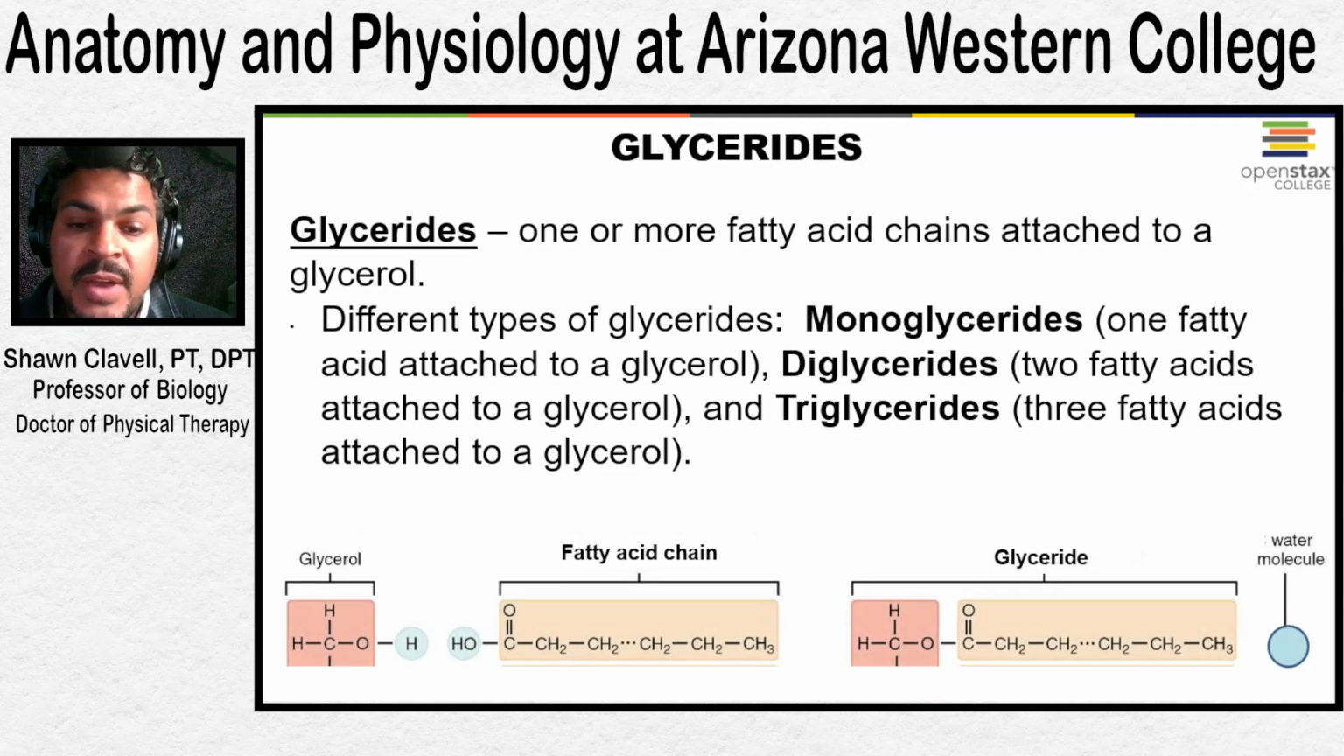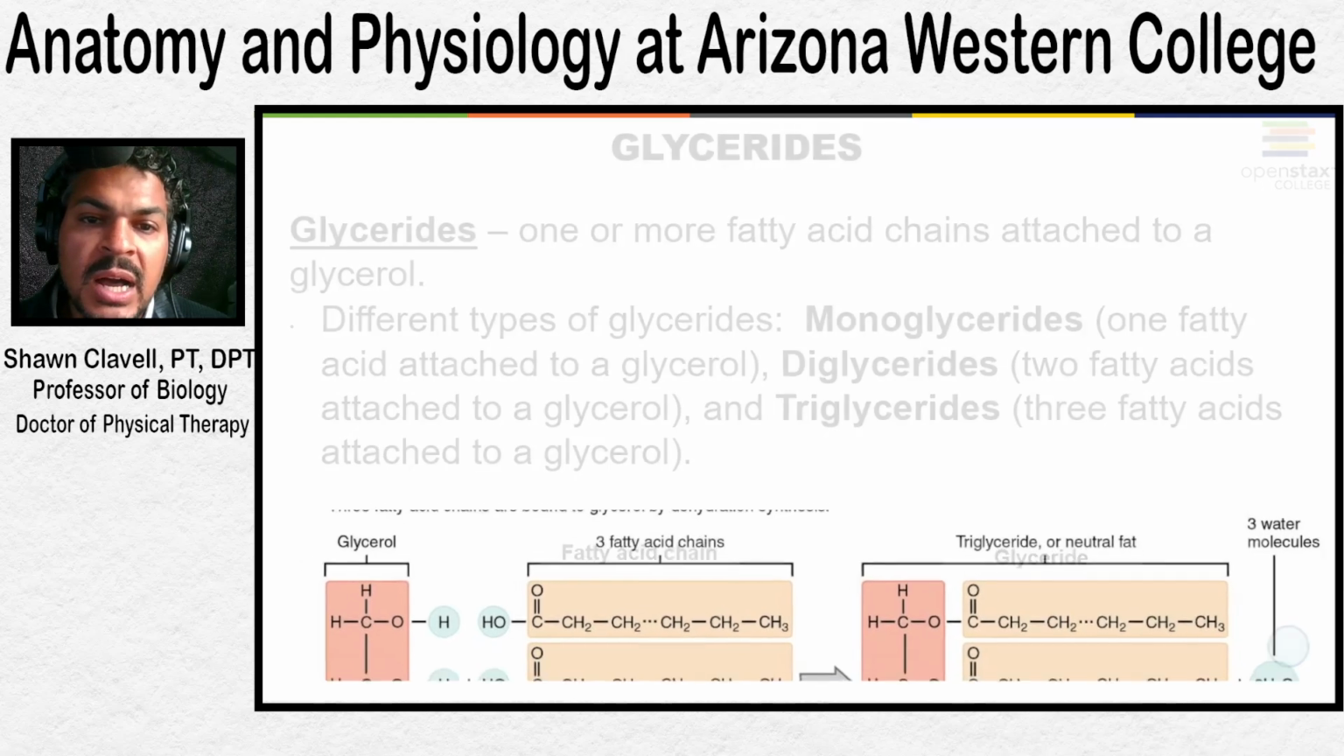Another type of lipid is the glyceride. One or more fatty acid chains are attached to a glycerol. A glycerol is a functional group at the head here, and it attaches to the fatty acid chain, and we get what's known as a glyceride. There are different types of glycerides. A monoglyceride is one fatty acid attached to a glycerol backbone, and a diglyceride has two fatty acids attached.